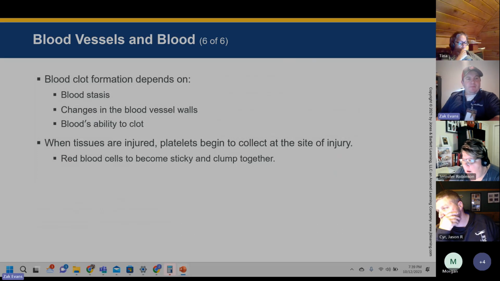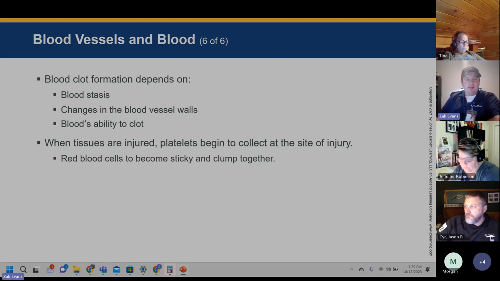The way blood clots form depends on blood stasis, changes in the blood vessel walls, and blood's ability to clot. When tissues are injured, platelets begin to clot at the injury site, aka a scab, okay? Red blood cells become sticky and clump together.